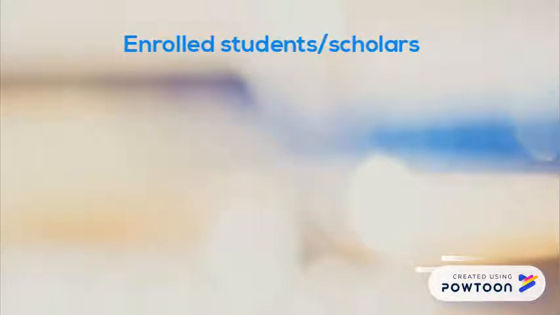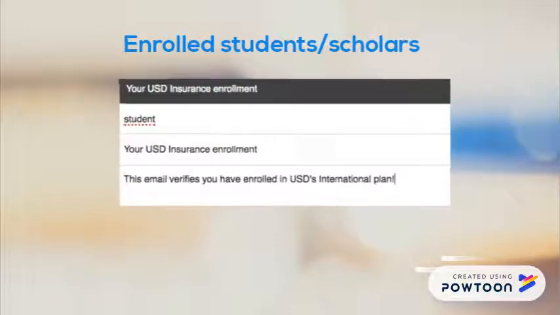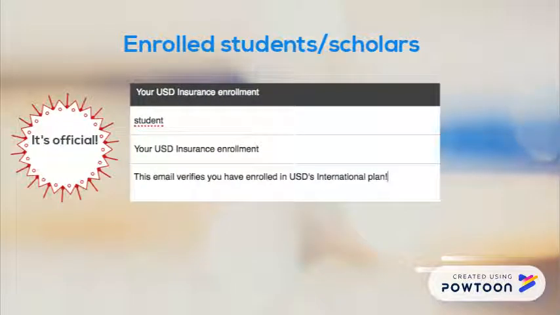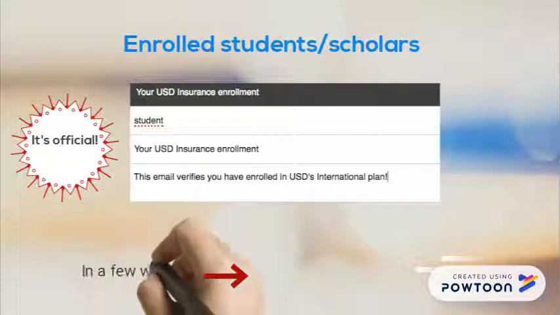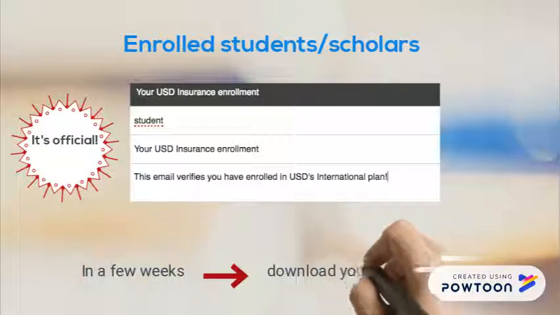If you choose to enroll in the USD plan, the OISS will enroll you directly and send you an email confirmation. Each semester, your insurance will be extended unless you choose to waive at a later time. And in a few weeks, you'll be ready to download your ID card.